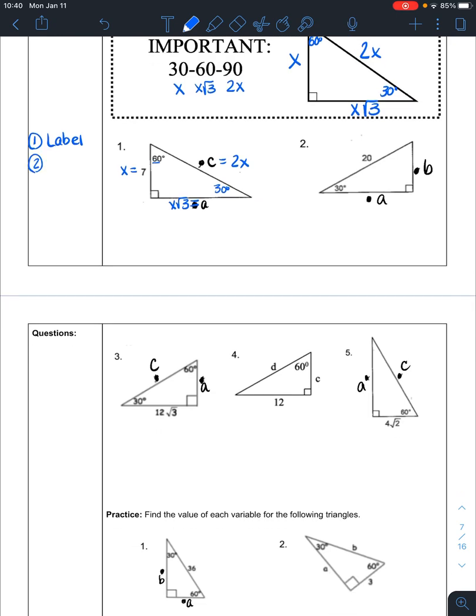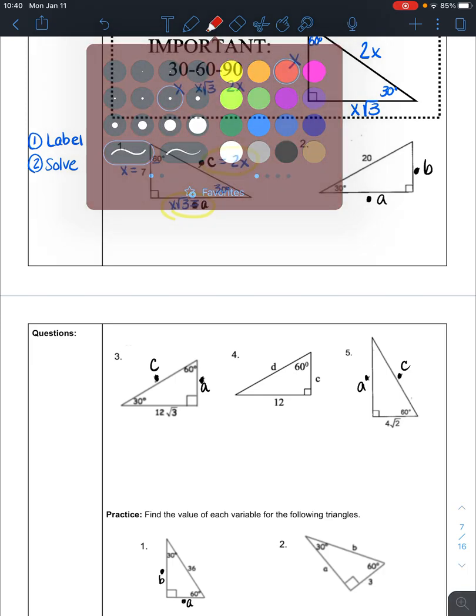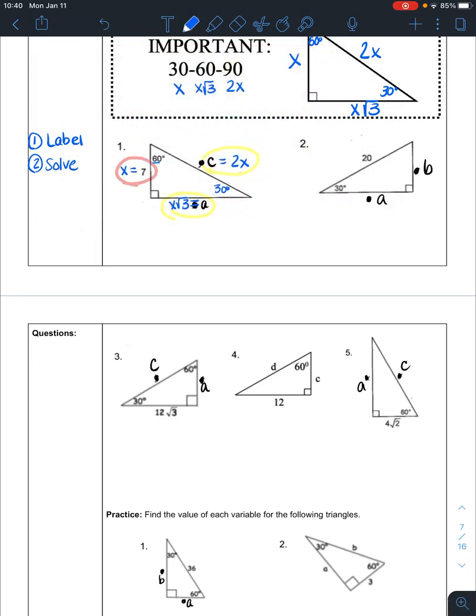So then the next thing, once you label it, you're going to solve. And what I mean by that is you're going to solve for x. Well, if you look, c is equal to 2x, there are too many variables. You can't solve for x. x root 3 is equal to a. Again, you have two variables. You can't solve for x. But x is equal to 7 is already solved. So we know that x is equal to 7.